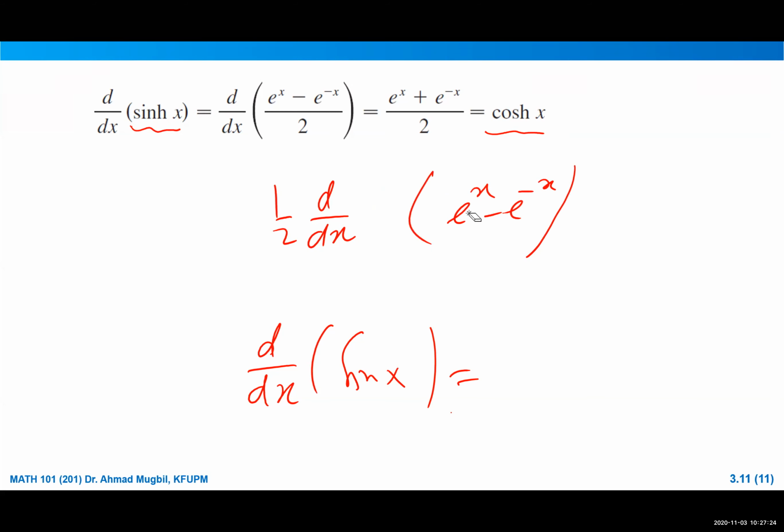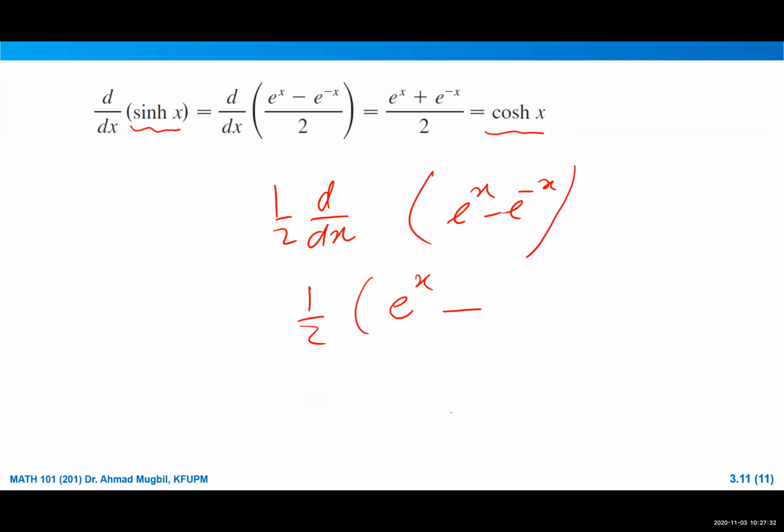The derivative of e to the power x is itself, so it will be a half times e to the power x, minus e to the power negative x, whose derivative is the same, but the derivative of negative x is negative 1, so this will be plus. And here we are. And what is this? This is cosh.